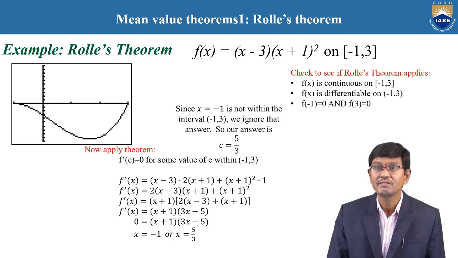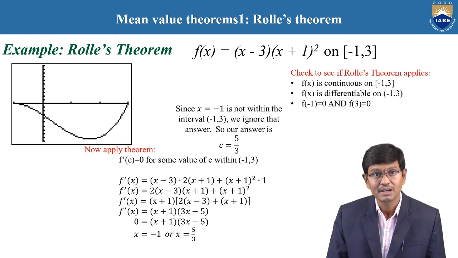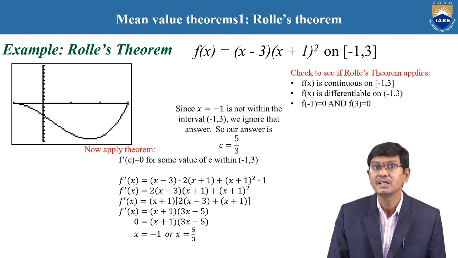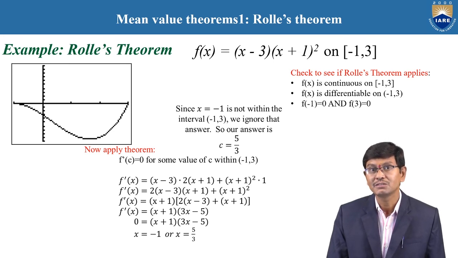And again, while observing, the point c must lie in between a comma b. But x equal to minus 1 is not within the open interval minus 1 comma 3; it is an endpoint, but the Rolle's theorem requires c to lie in between a comma b, so minus 1 is not inside. And again, 5 by 3 lies inside the interval, because 5 by 3 lies in between minus 1 comma 3. Therefore, one of the points is satisfied in the given interval a comma b, that is minus 1 comma 3. Therefore, here Rolle's theorem is clearly satisfied.